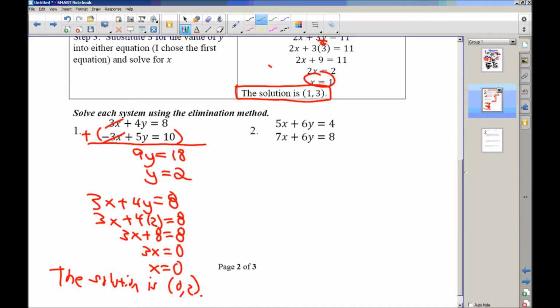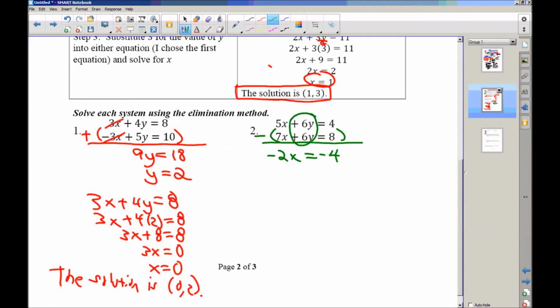All right. The second one, if I tried to add this system, I'd get 12x and 12y, so it wouldn't work. But notice the y's are the same value for their coefficients. When that happens, we're going to do subtraction to the system. So I'm going to do 5 minus 7, which is negative 2, and put the x back. 6 minus 6 is 0y, so 0y is just 0, so the y's got eliminated. And 4 minus 8 is negative 4.